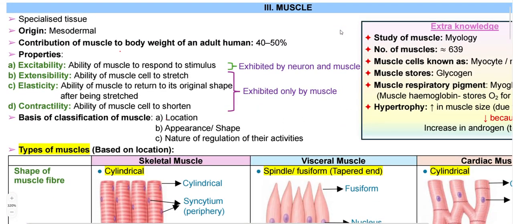Now, when we talk about the muscle, do you remember in structural organization, we already studied the types of tissue, that is epithelial tissue, connective tissue, muscular tissue, and nervous tissue. Among these, we are going to study the muscular tissue today. It is a specialized tissue which is made up of the mesodermal layer.